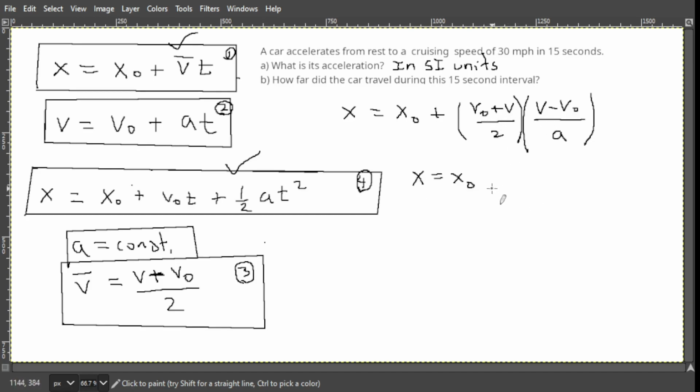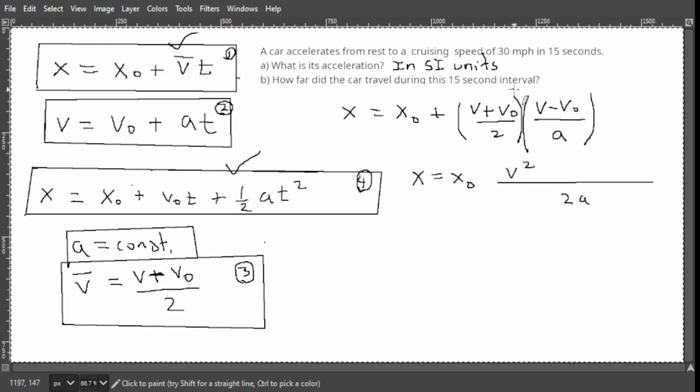So I got some stuff on top, and then on the bottom, all divided by 2a. So I got stuff on top here. So here we have v plus v0 times v minus v0. Essentially, I wrote it v0 plus v. Let me just rewrite that over here. So it's v plus v0 times v minus v0.